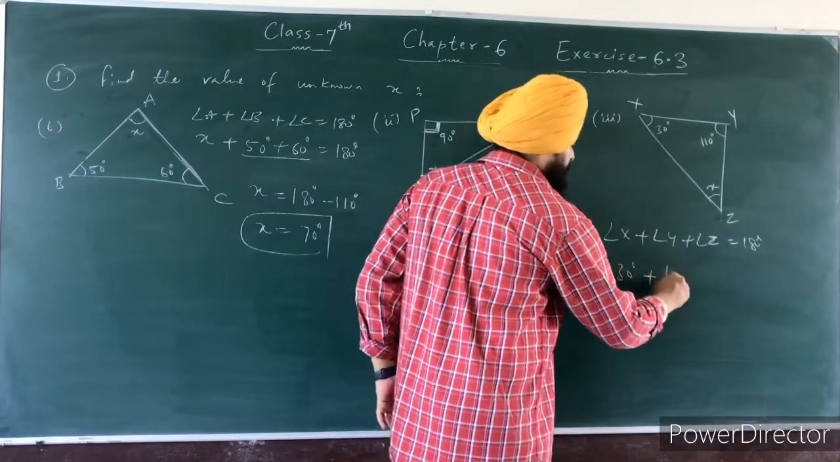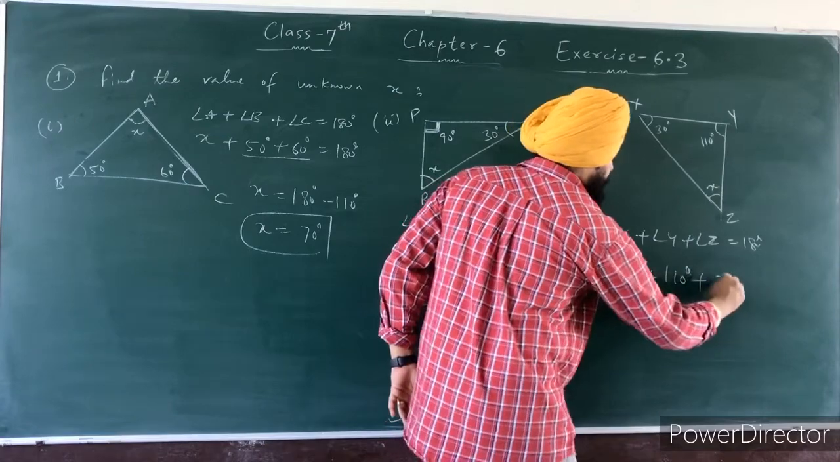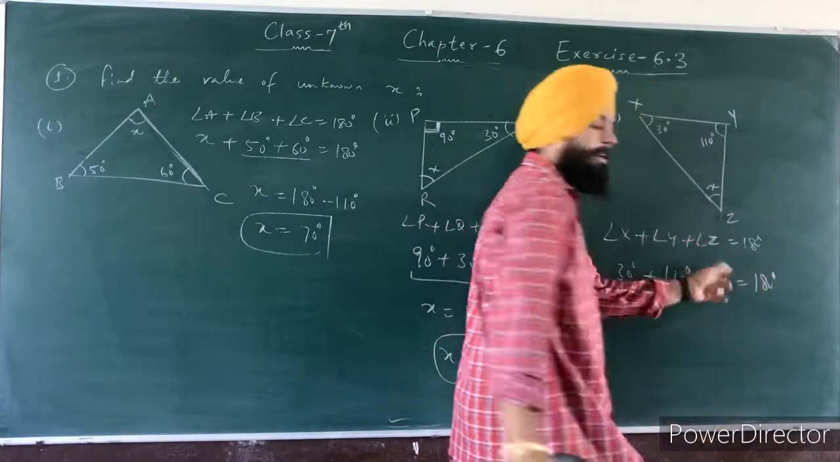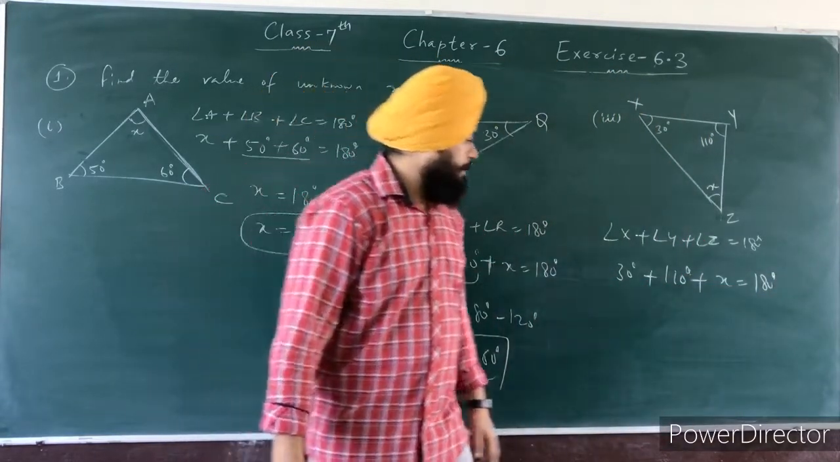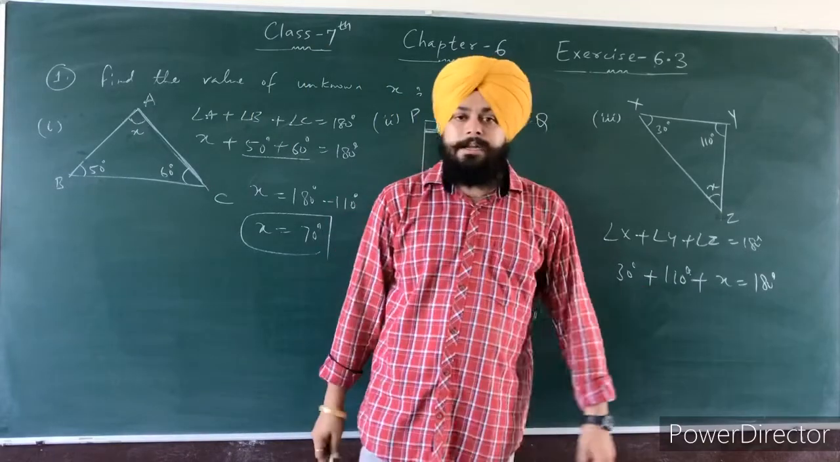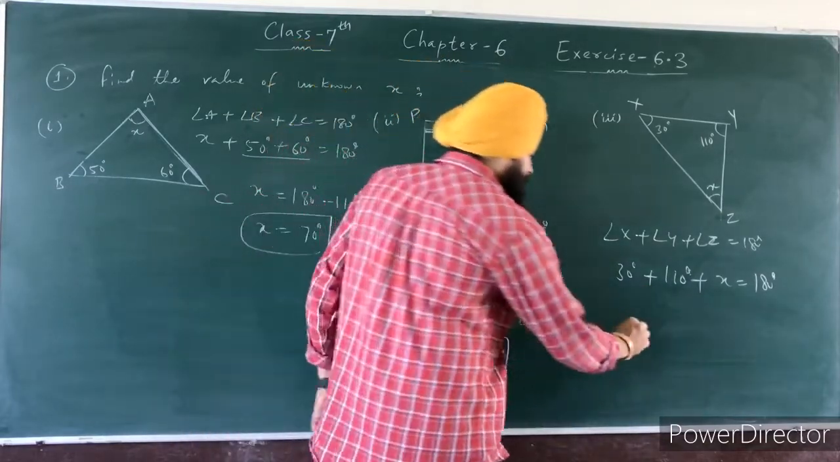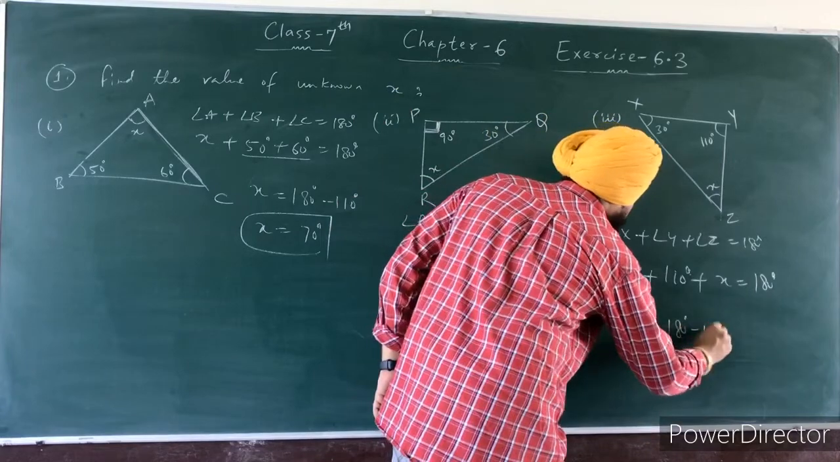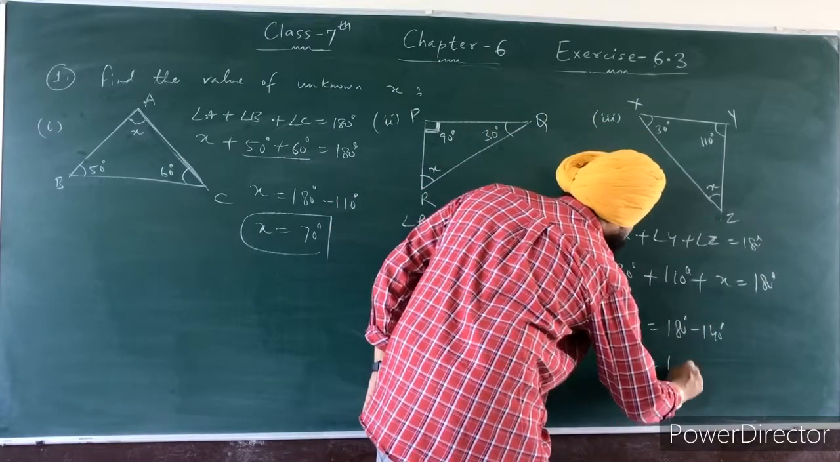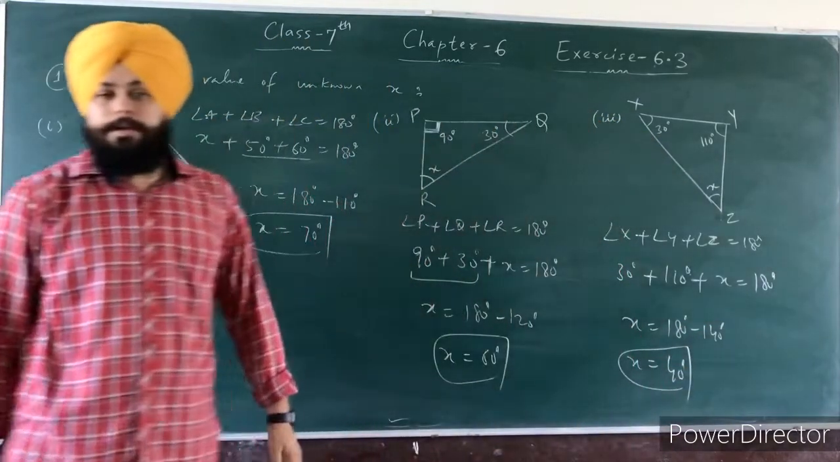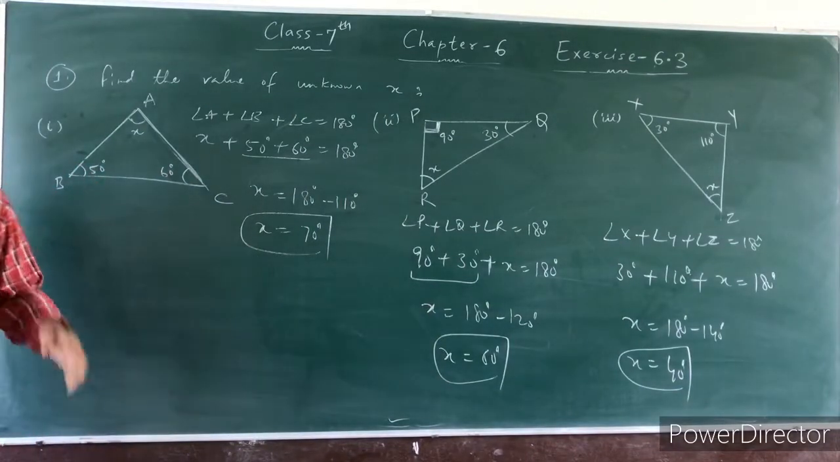Measure of angle Y is 110 and measure of angle Z is x. So 30 plus 110, it is 140. So take this 140 on the right hand side. So 180 minus 140 is 40 degree only. So measure of angle x is 40 degree.